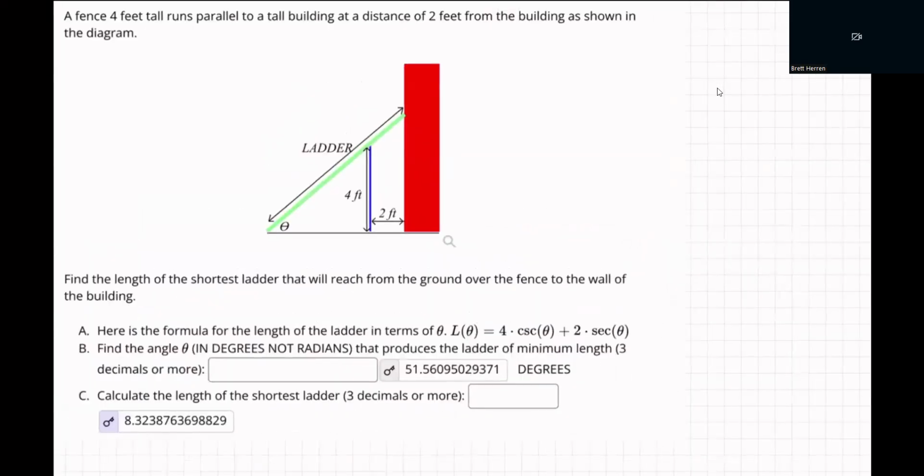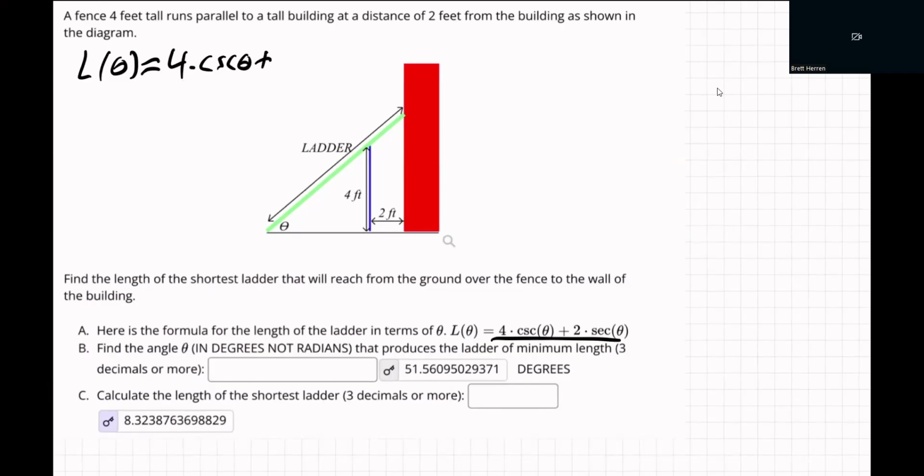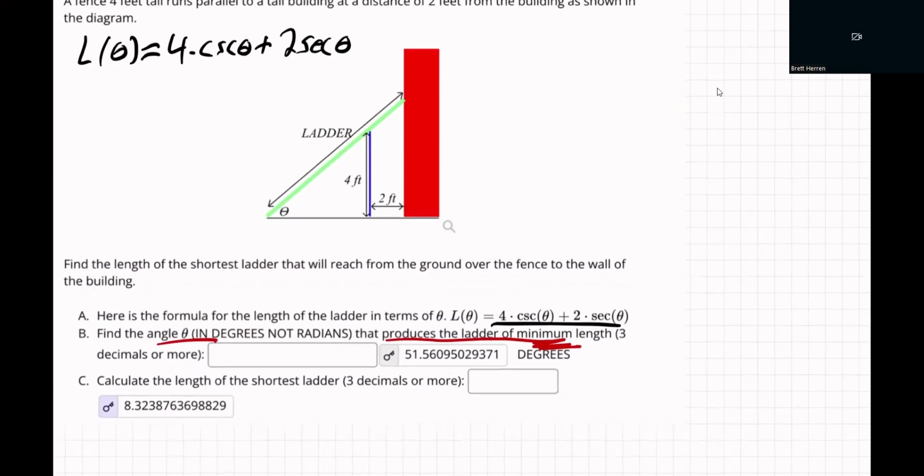So let me do that. Let's bring it up here. L of theta equals 4 times the cosecant of theta plus 2 secant theta. Now we want to find the angle that produces a ladder of minimum length. We want to minimize that. You know how to minimize things. We take the derivative and set it equal to 0.